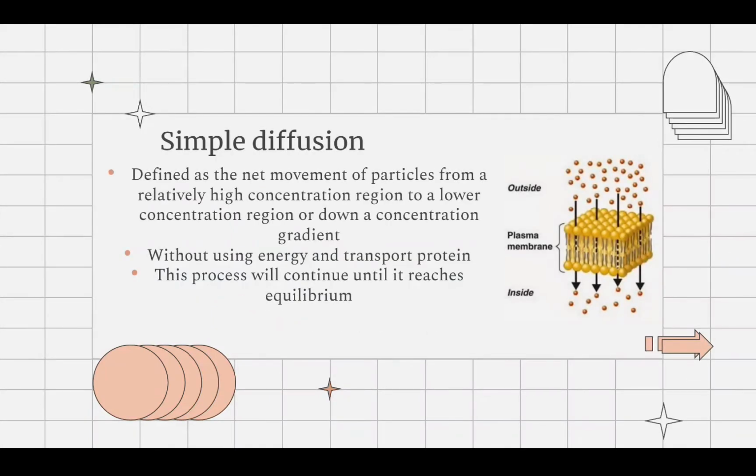The first one is simple diffusion. It is net movement of particles from high concentration to a lower concentration region or down a concentration gradient. It doesn't use energy or any transport protein. The process will continue until the amount of particles outside and inside the cell are the same.